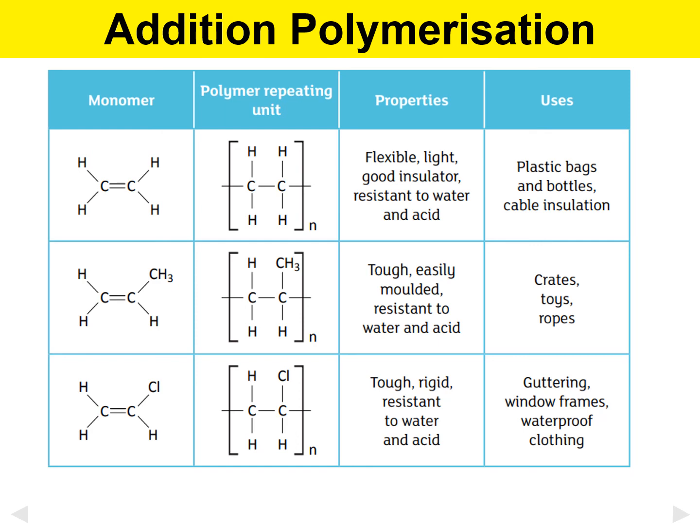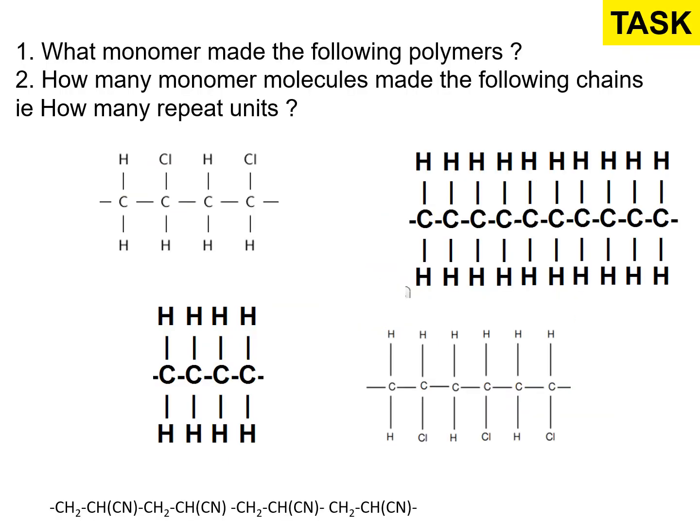Here are an example of some monomers that we are going to study. The two that are named on your specification are ethene and the second one, which is propene, making polythene and polypropene. One task you can be asked to do is you can be given a part of a polymer chain and asked how many repeat units are in that polymer chain. Pause the slide and have a go.